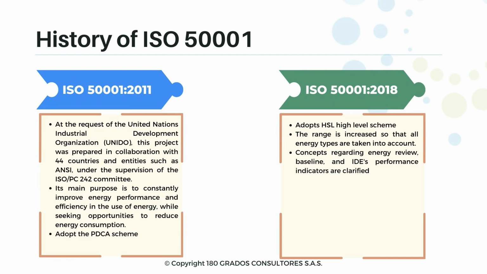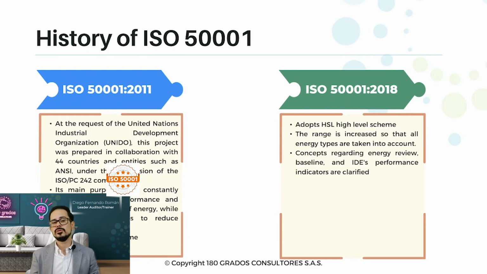The updated ISO 50001 version 2018 adopted the High-Level Structure, HLS, which is common to all new ISO management system standards. The scope was expanded to consider all types of energy, and concepts related to energy review, baselines, and performance indicators were clarified. The standard was developed in close collaboration with the International Electrotechnical Commission (IEC). Okay, so this new version is very important.